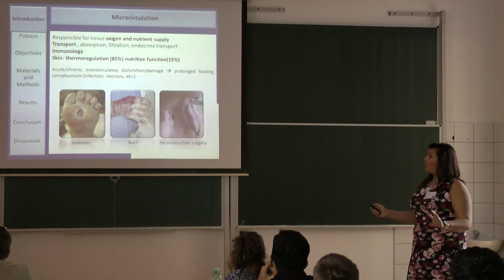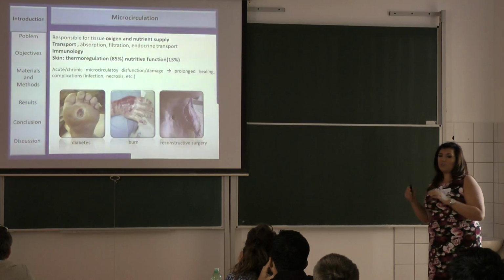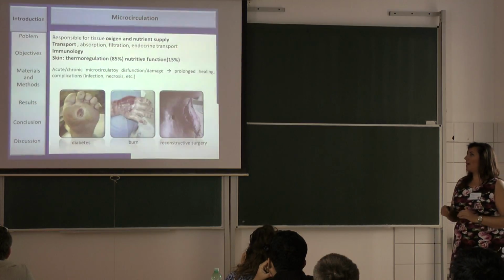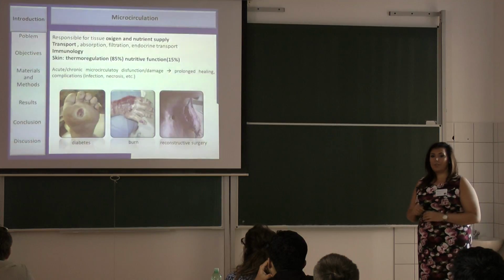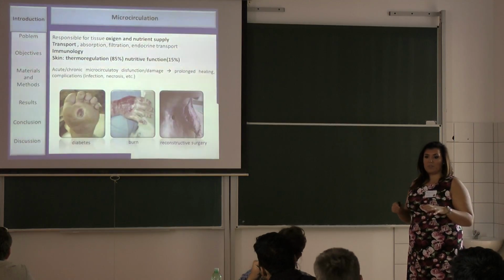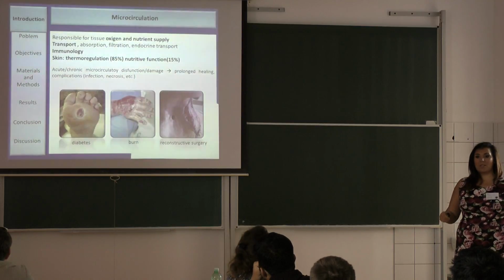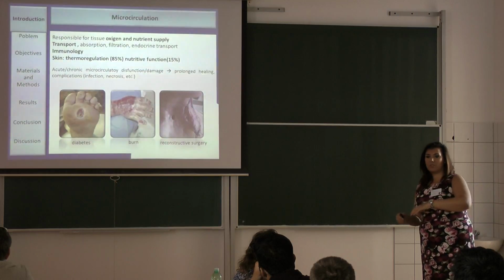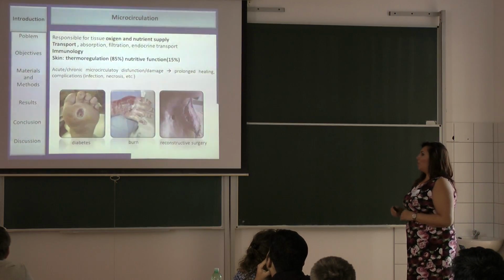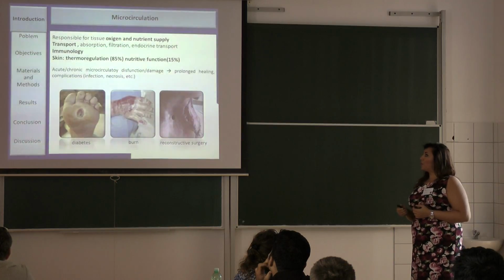So what about the microcirculation? As you may know, it's responsible for tissue oxygen and nutrient supply. There is a lot of transport through this part. It has an immunological role if you think about the transmigration of white blood cells from the bloodstream into the tissue during inflammatory reaction or inflammatory substance production.